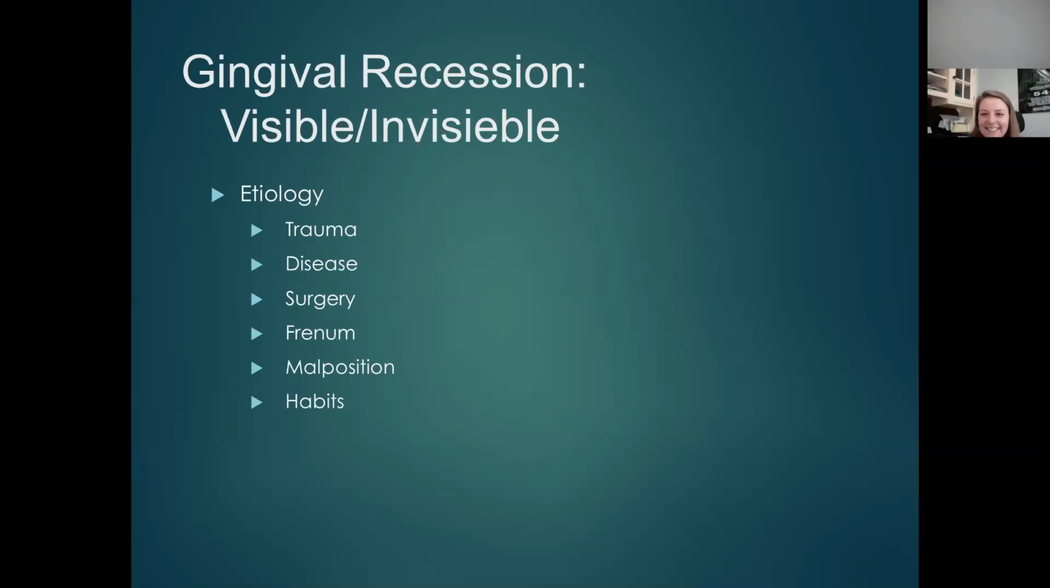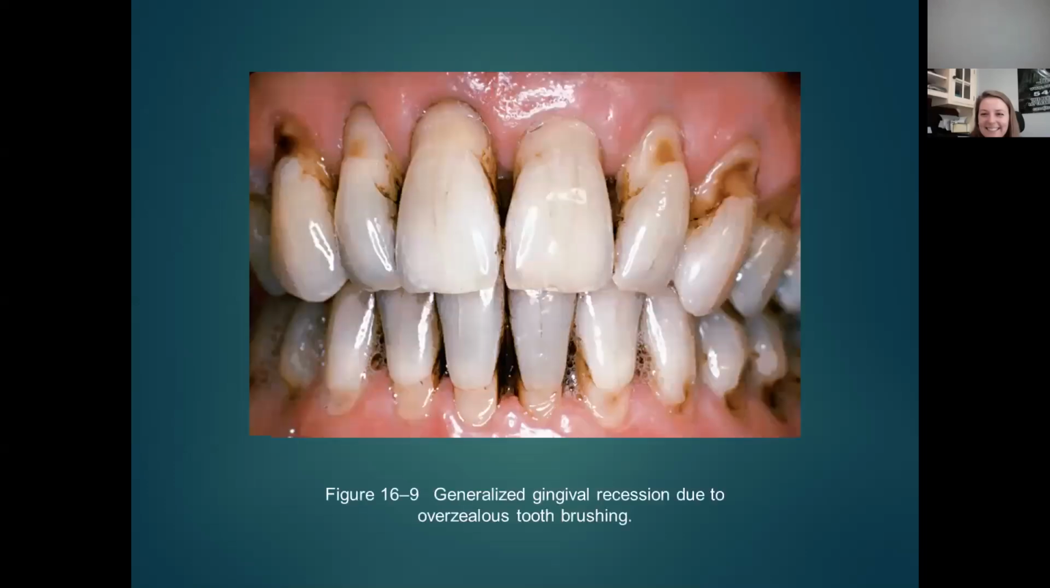So the etiology, okay, trauma to the tissue, disease process, surgery can oftentimes give you visible recession. Are there frenum pulls, malpositioned teeth? What type of habits do you have? This is generalized visible recession due to overzealous toothbrushing. And you can see the areas of abrasion here. Well, wouldn't you love to get an air powder polisher on that now?